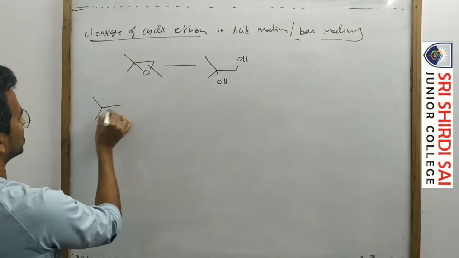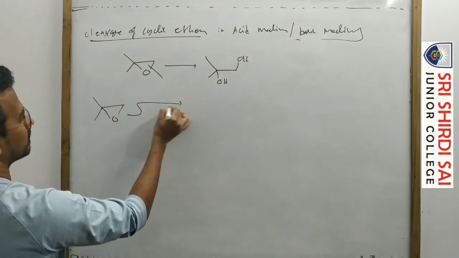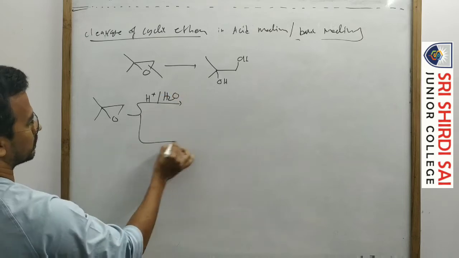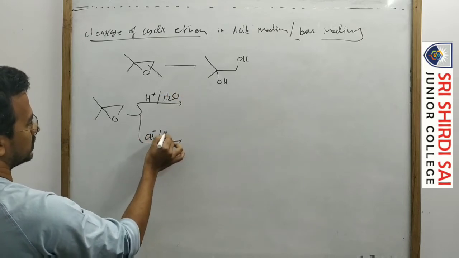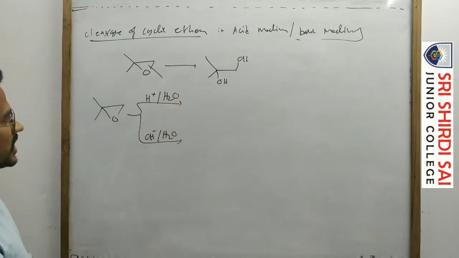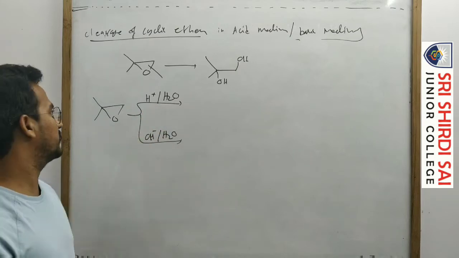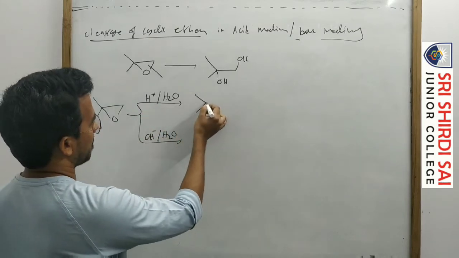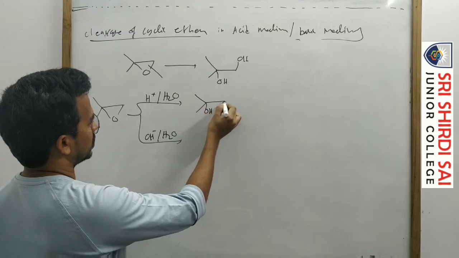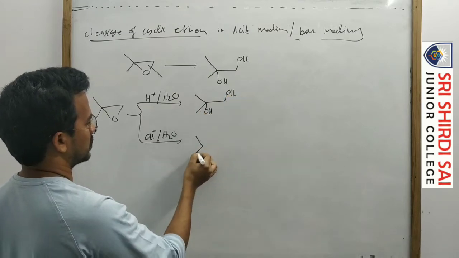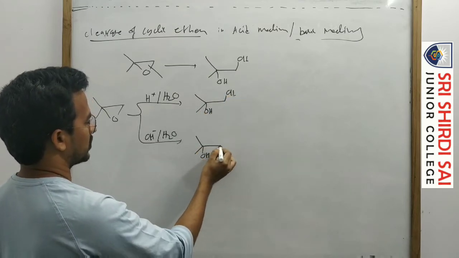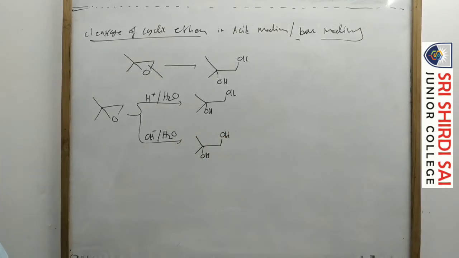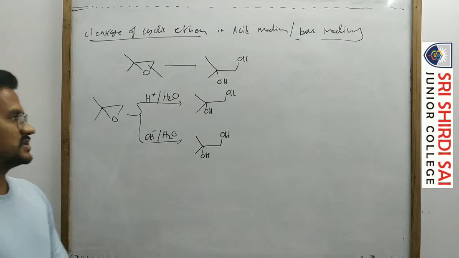First suppose this cyclic ether, acid medium and H2O. Now basic medium and H2O. So hydrolysis in acid medium and basic medium. So in this reaction actually the products are the same. Diol is the product. Already we discussed this in the preparation of the diols. Okay. But here the mechanism path is different.